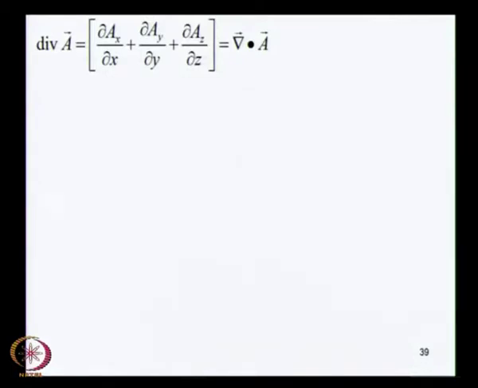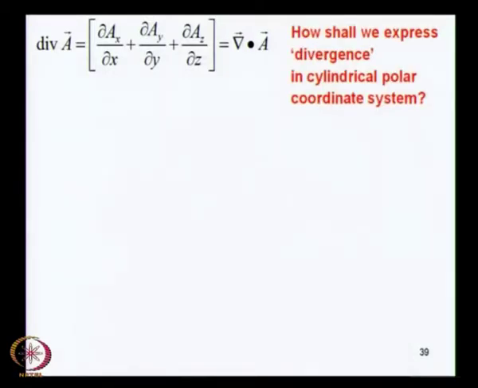Now, this is what we have in the Cartesian coordinate system. We must ask, how shall we express the divergence of A in the cylindrical polar coordinate system, or some other coordinate system. Let us do it.